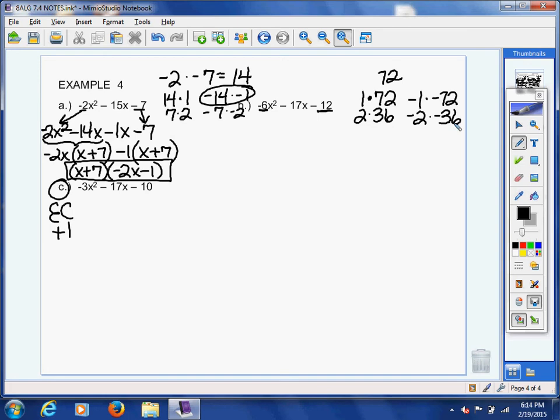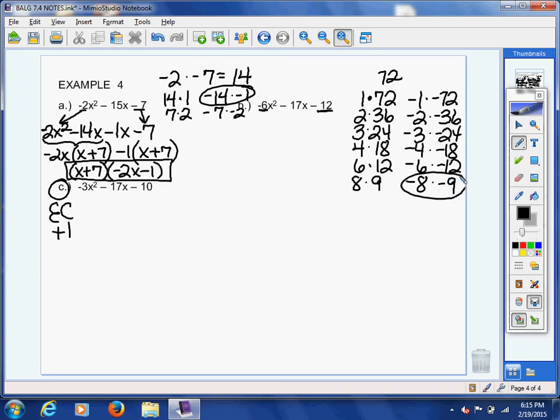3, let's see, yeah, 3 goes in there 24 times. And 4, I think 4 times, what, 18? 5 doesn't work. 6 and 12. And I think we're getting close. 7, how about 8? 8 times 9 is 72. There we go. I think we just found our two that add up to be -17, then -8, and then -9.